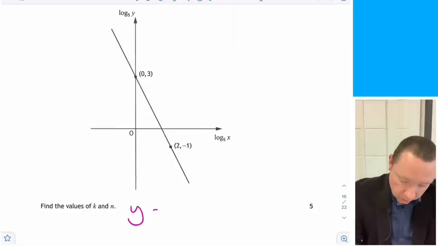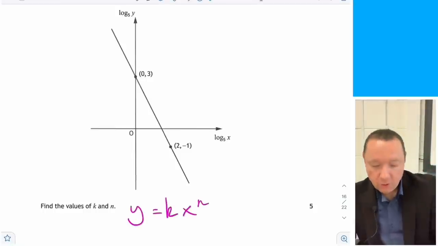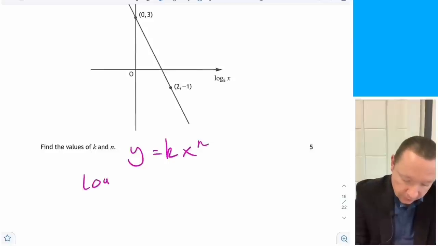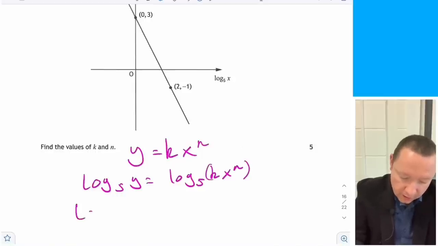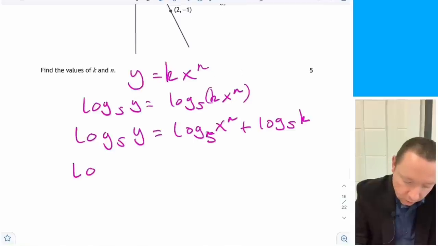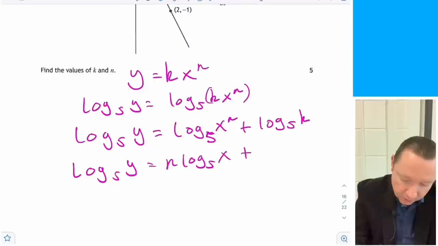So we've got y equals kx to the n, and we've got the log base 5, so we can log both sides with base 5. So log base 5y equals log base 5kx to the n, which we can separate into two separates. Log base 5y equals log base 5x to the n plus log base 5k. Bringing the n down in front, we've got log 5y equals n log 5x plus log 5k.